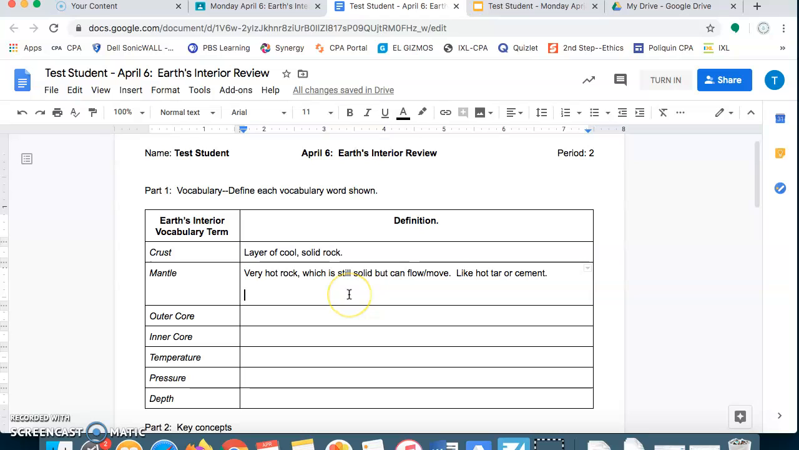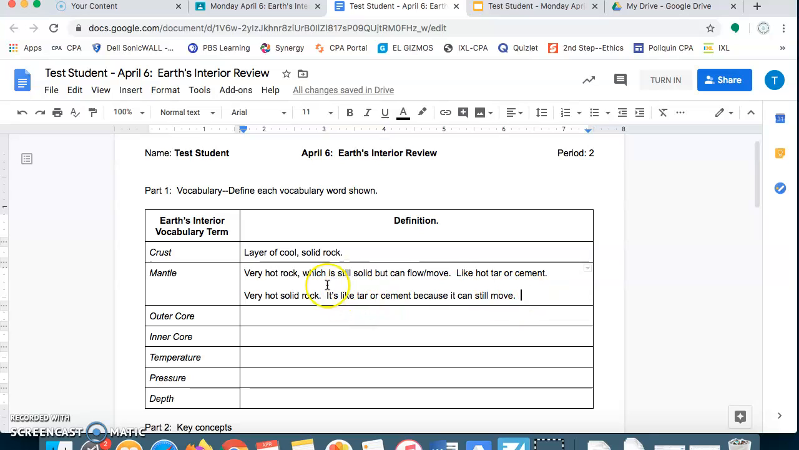Some parts of this feel a little choppy, not very smooth. So let's try this: very hot solid rock. It's like tar or cement because it can still move.